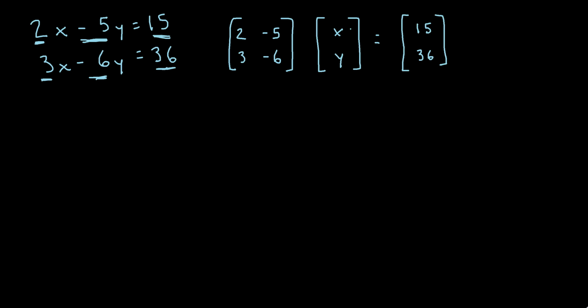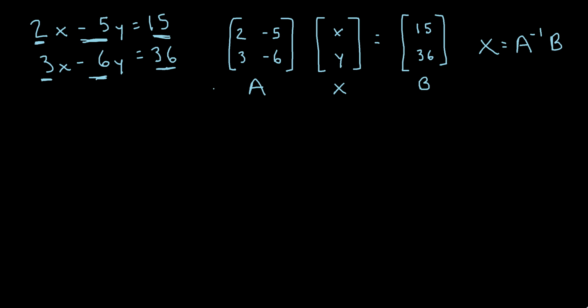So here's what we can do. If we call this matrix A, this matrix X, and this matrix B, we can figure out what the values are in this matrix X by using the following equation: X is equal to the inverse of matrix A times matrix B. So first we need to find the inverse of matrix A.